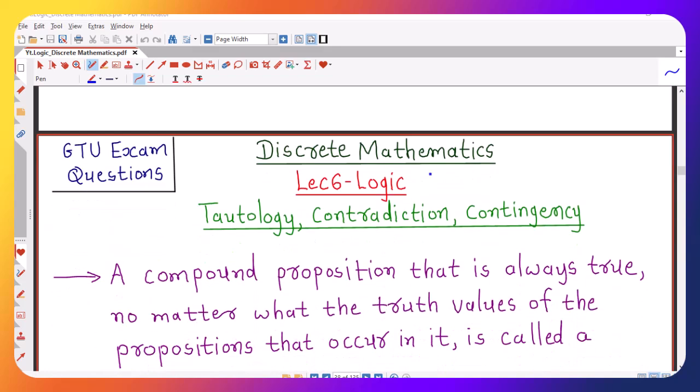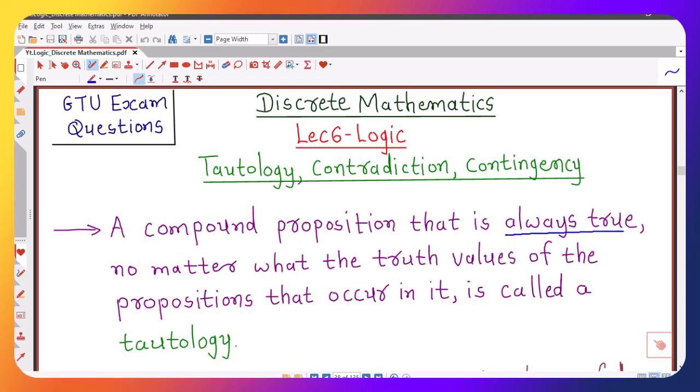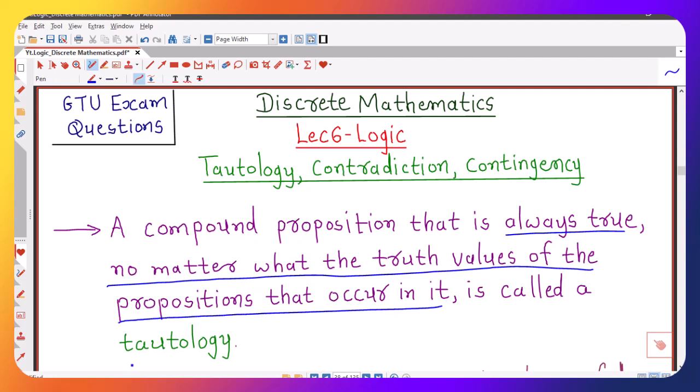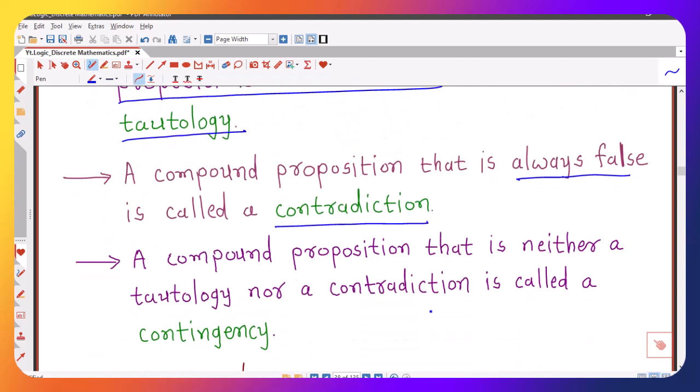So a compound proposition that is always true, no matter what the truth values of the propositions that occur in it, is called a tautology. A compound proposition that is always false is called a contradiction, and a compound proposition that is neither a tautology nor a contradiction is called a contingency.